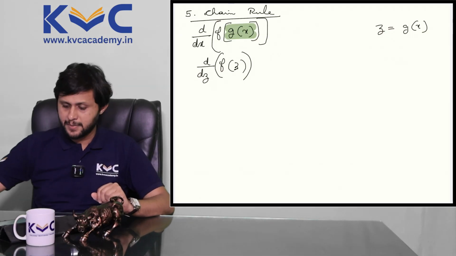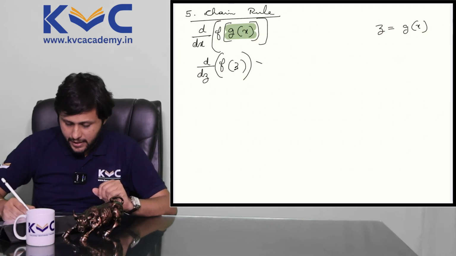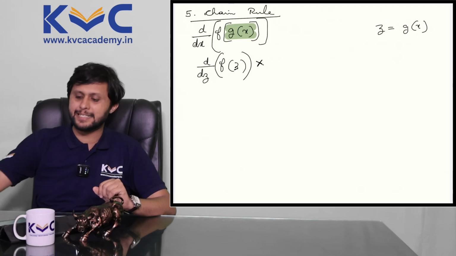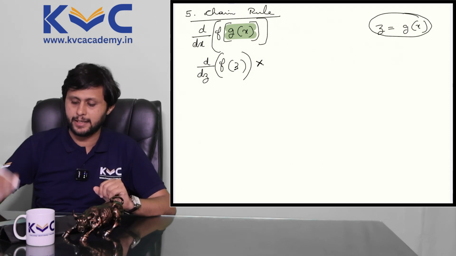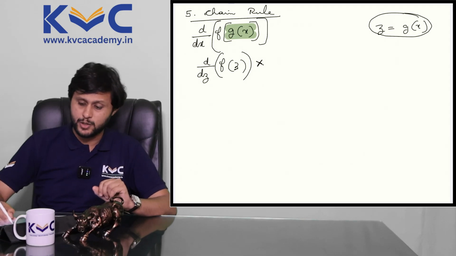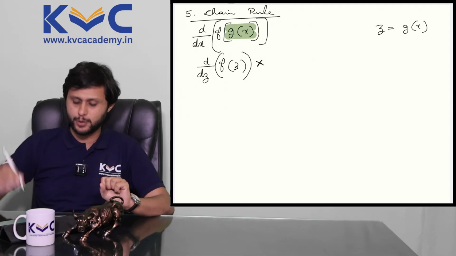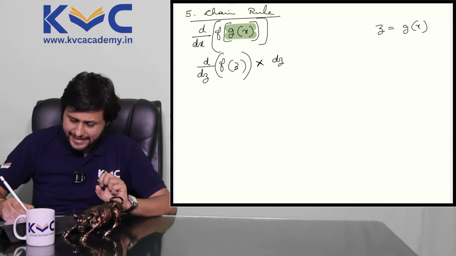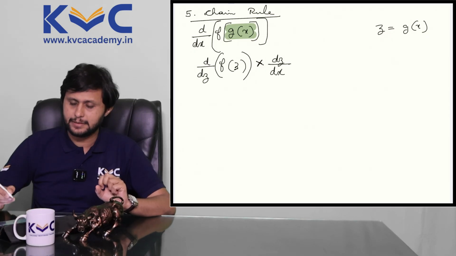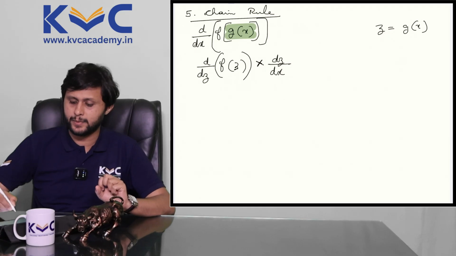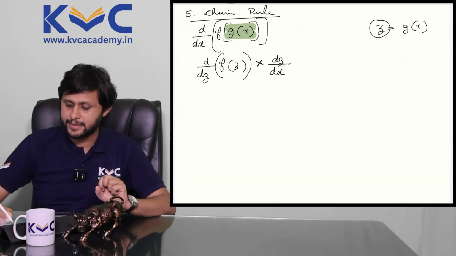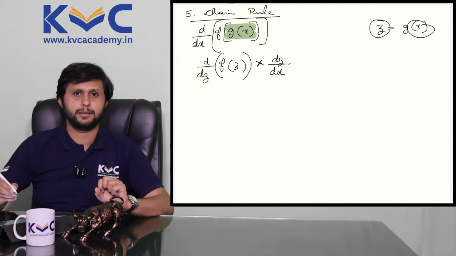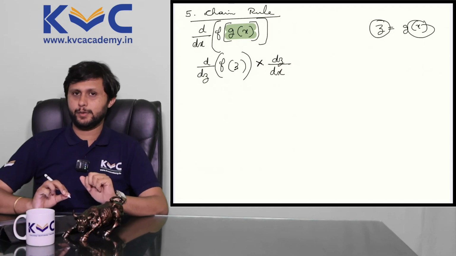But we have substituted something, right? So this becomes into, now we have to differentiate that separate equation that we had taken, z is equal to g of x. So the inside function has to be differentiated again. So this becomes dz by dx. How is that? Differentiation of z with respect to x. This looks a little confusing.